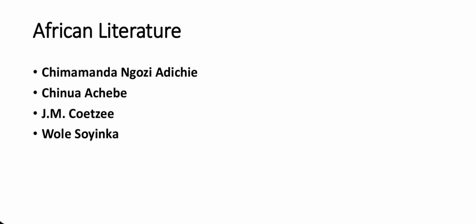Moving on to African literature, these writers have contributed immensely to global narratives. First is Chimamanda Ngozi Adichie. Her works like Half of a Yellow Sun explore post-colonial Nigeria and gender issues. Next is Chinua Achebe, author of Things Fall Apart. Achebe is a pioneer of modern African literature.